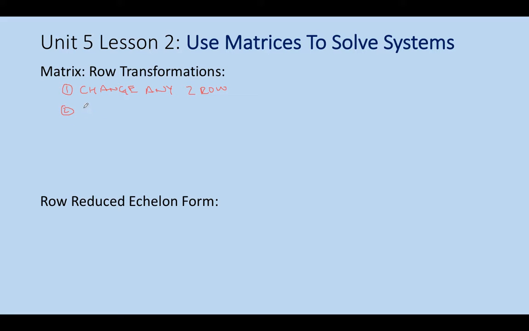Two, you can multiply or divide through any row. This will be very important here in just a minute. Okay, so think of this as like the distributive property. You just take everything in the row and multiply or divide it by the same thing.